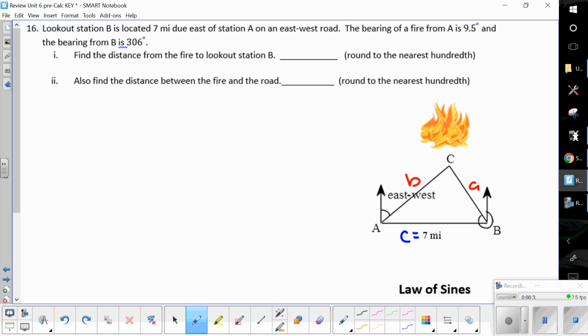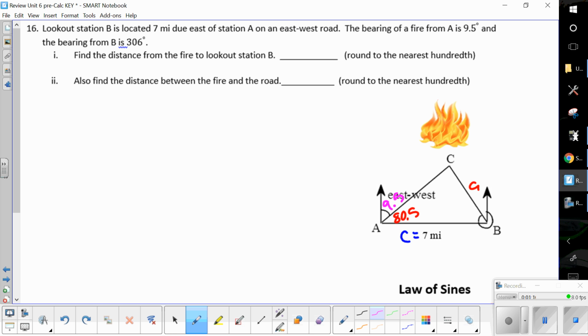The next thing they tell me is the bearing is 9.5. So if this is 9.5 here, and you know that between north and looking in an east direction is 90 degrees, if you do 90 minus 9.5, then you're going to know that this angle is 80.5 right here. I'm just setting up this triangle, and that's going to match up with this. I might as well leave the 9.5 up there.